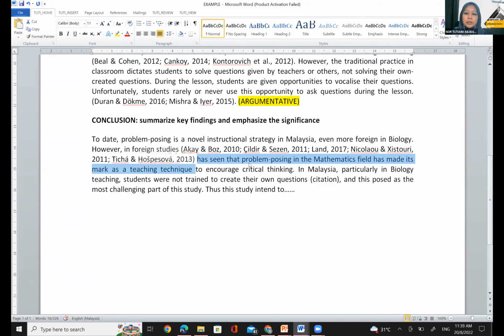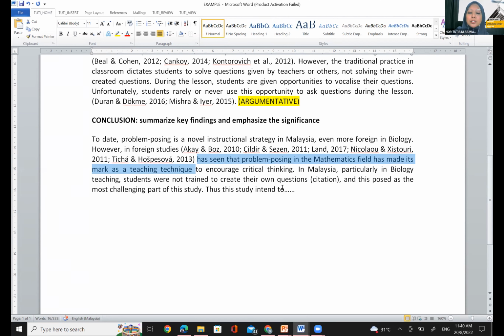Sebenarnya, problem posing ni banyak dilaksanakan dalam mathematics, dan dalam mathematics memang dah diiktiraf sebagai salah satu teaching technique dalam matematik. Okay? To encourage the critical thinking. However, in biology memang sangat foreign dalam biology subject. So itu adalah nak justify the gap. So kita nak buat dalam biology subject.